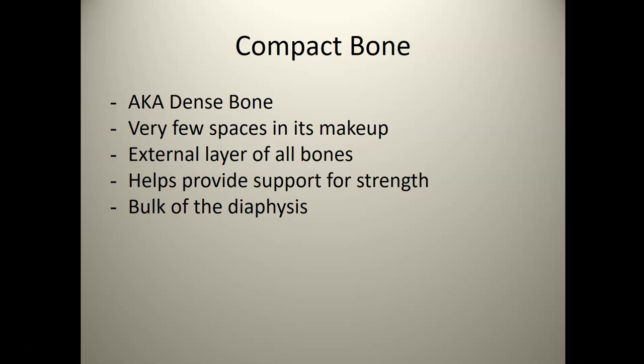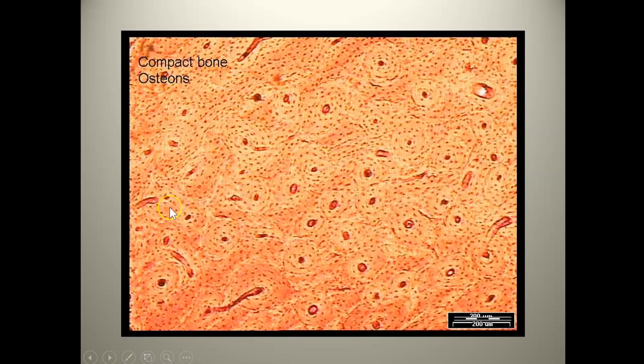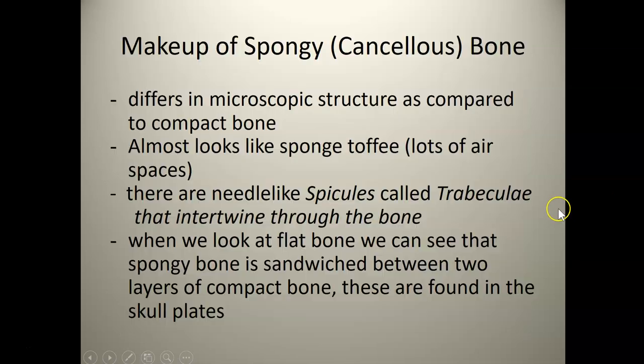So whether we're looking at the skull right under the skin, the diaphysis of the femur, the outside coating of the sternum, it's always compact bone. It is strong and helps provide support for strength. It also provides, in some ways, large areas for muscle attachment, and it is the bulk of what makes up the diaphysis. So we see it here microscopically. You really almost can't see any spaces in it, and from the naked eye, you certainly would just think of that as solid bone.